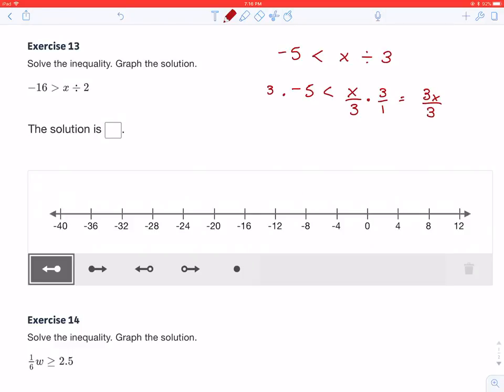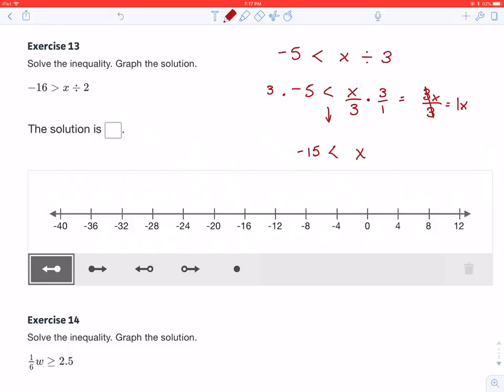X times 3 equals 3x. 3 times 1 is 3. And then 3x divided by 3 is 1x because those 3's cancel each other out. And then 1x is equal to simply x. I multiply both sides by a positive number, so I'm just going to go ahead and drop this straight down. I'm not going to need to flip the sign. And then negative 5 times the 3 that we multiplied both sides by is going to give me a negative 15. And so I get my solution that x is greater than negative 15 in this example.